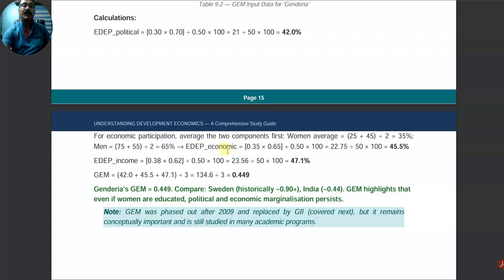So EDEP economic equals 0.35, the average for women of 35%, times 0.65, the average for men of 65%, divided by 0.5, times 100, that is 45.5%. Similarly, EDEP income equals 47.1%. Now GEM is the average of these three, that is 0.449.